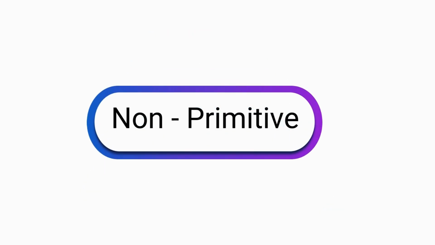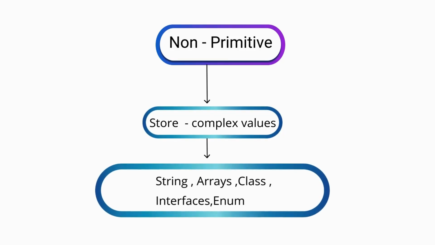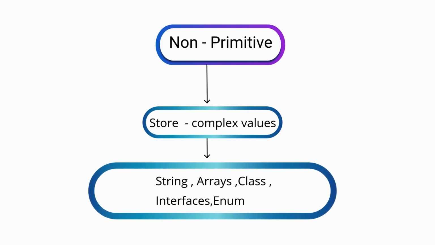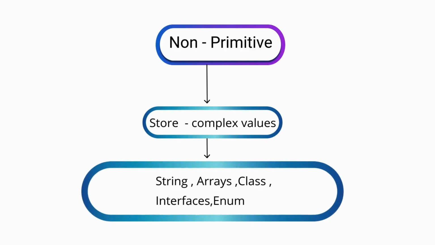And next, non-primitive data types. More advanced ingredients. Non-primitive data types are more complex and store objects instead of simple values. Examples are String, arrays, classes, interfaces, enums, etc. In a real-life scenario, non-primitive data types are like complex recipes such as cakes and pizza, which combine multiple ingredients. The multiple simple ingredients are the primitive data types.